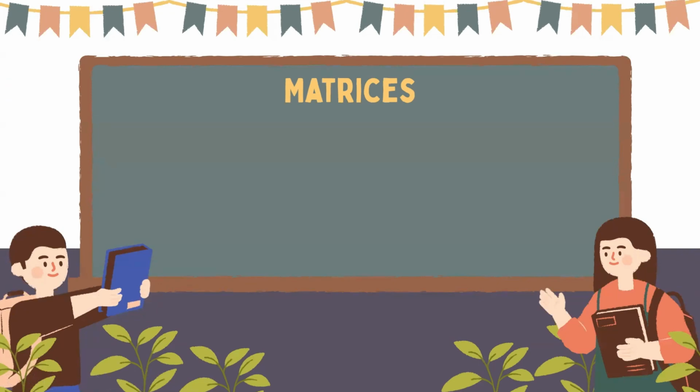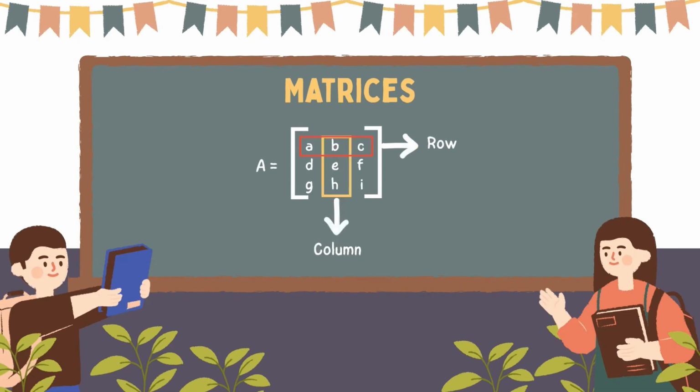Okay, first, let's remember about matrices. Here, there is matrix A. A horizontal array of numbers from left to right is called rows, and a vertical array of numbers from up to down is called columns. This matrix has 3 rows and 3 columns. So matrix A equals A, B, C, D, E, F, G, H, I, which is a matrix with order 3 times 3.